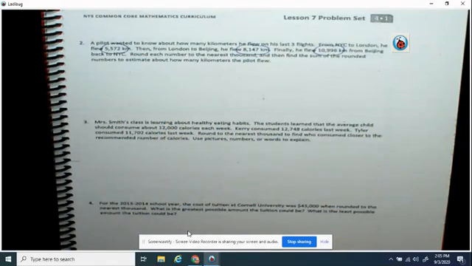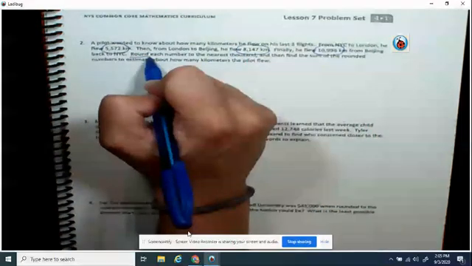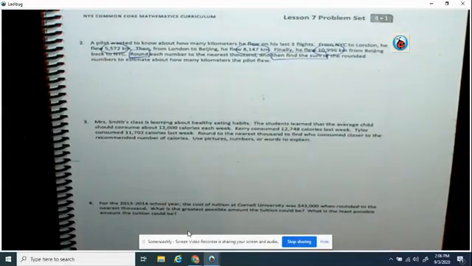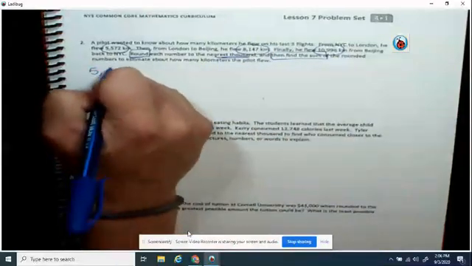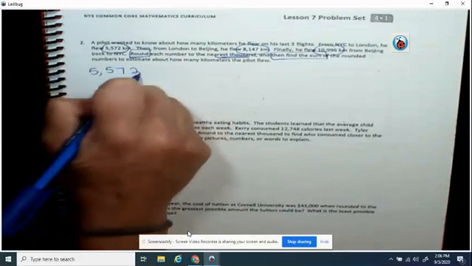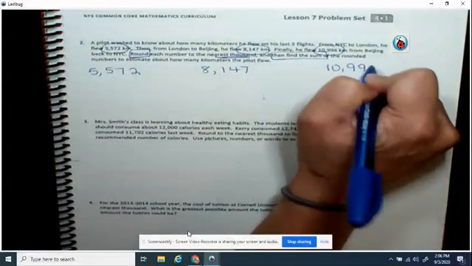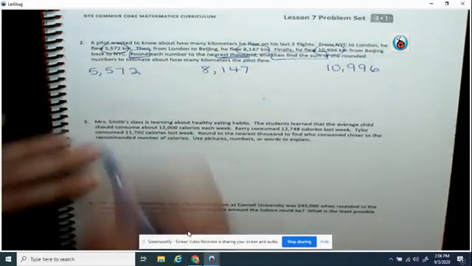Round each number to the nearest thousand, so it says first round, and then find the sum. When we're finding the sum, that means we're adding. Finding the sum means adding. And whenever we estimate, we always round first and then we add. So it says to round to the nearest thousand. 5,572, 8,147, 10,996. Okay, we're going to start with our number line.